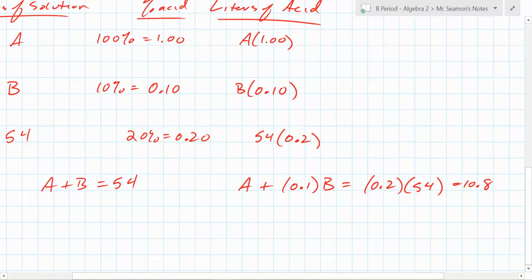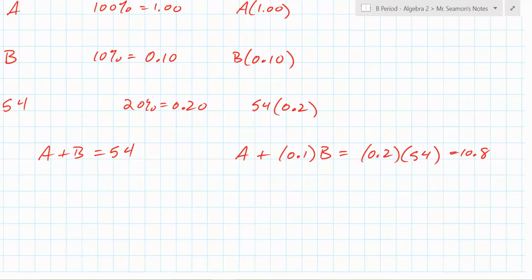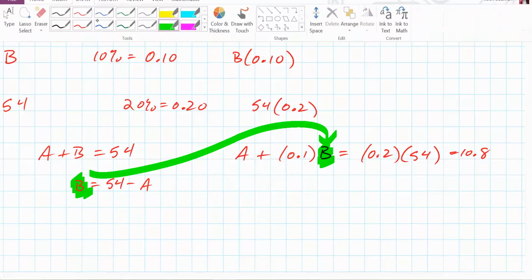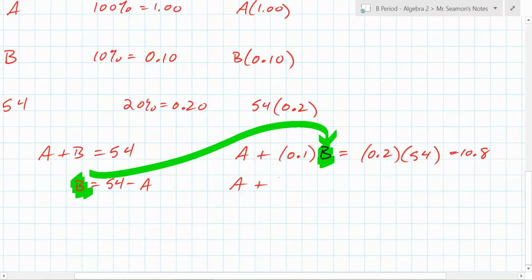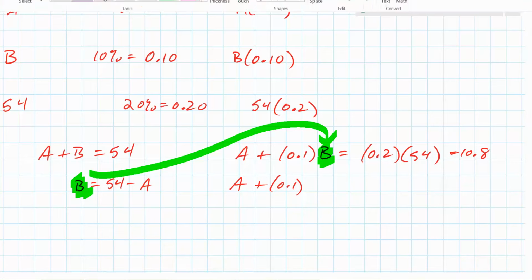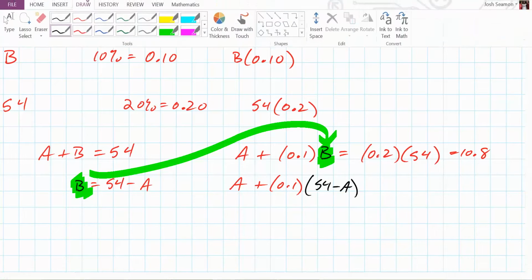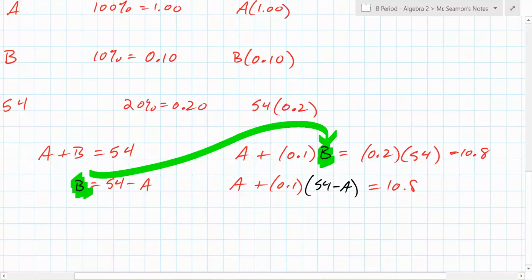How many equations do you now have? 2. What's the easiest method for this one? You isolate first, with which method? Substitution. So how about we say B is equal to 54 minus what? A. And what do we do now that we know what B is? We substitute it in right there. So what do we end up with? A plus 0.1, but instead of B, what are we going to write? 54 minus A, and we continue with the same thing, which is 10.8.